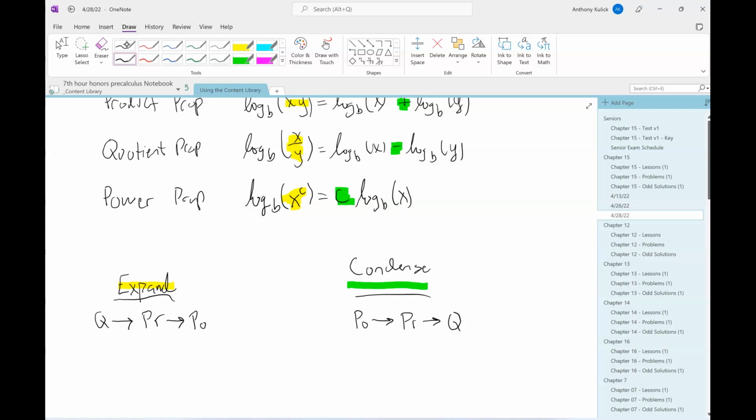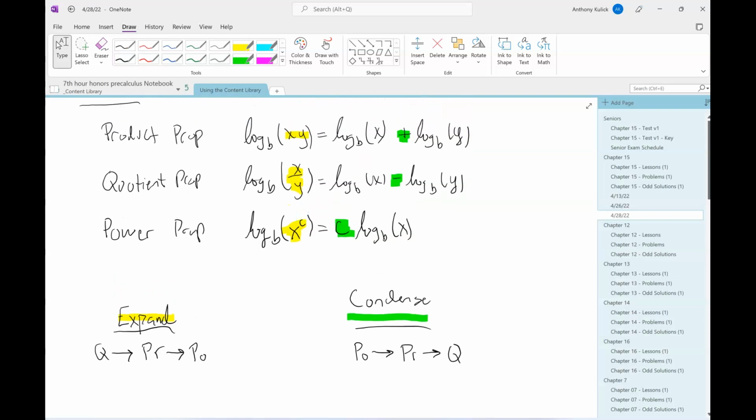So typically the order in which we apply our properties when expanding is going to be quotient first, and then product, and then power properties. And because we are starting with 1 log and creating many logs, we're going to work our properties from left to right. So the product property, which you're going to be looking for, is multiplication inside the logarithm, quotient, division inside the logarithm, and power property, an exponent inside the logarithm.